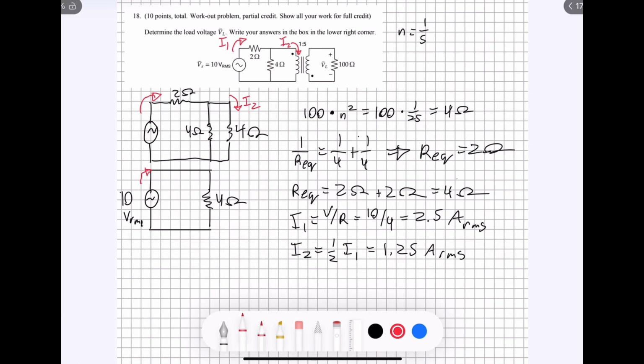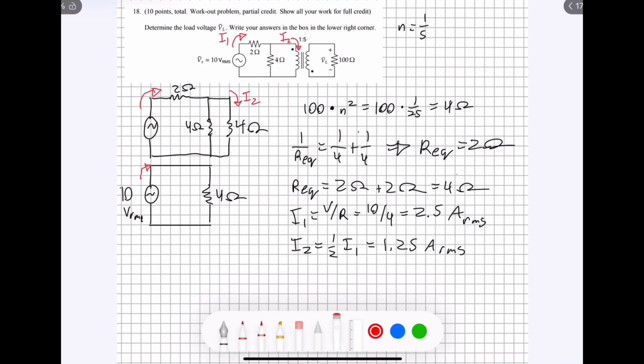And if we want to find the current coming up this way on the other side of the transformer, we just need to use this ratio value, as well as the fact that these two are opposite. So this current would be going in the opposite direction. It would be going up like this, and let's call that I3.